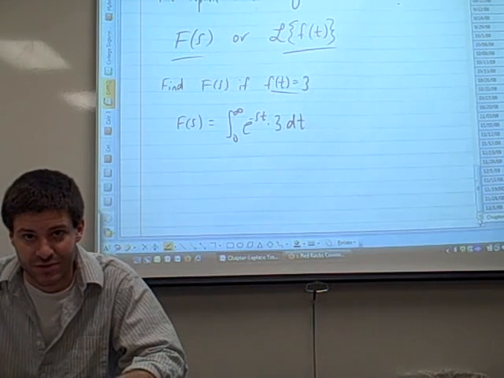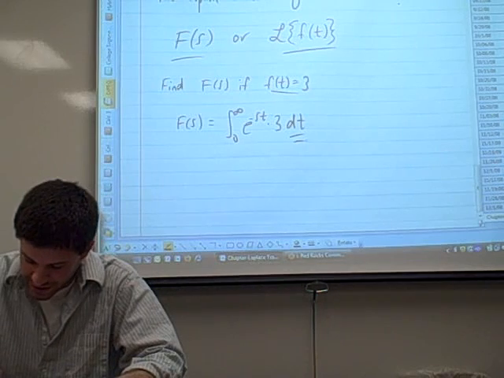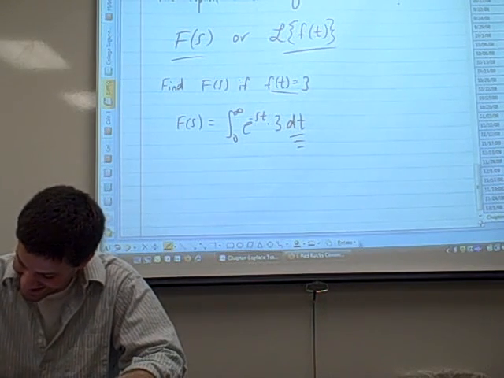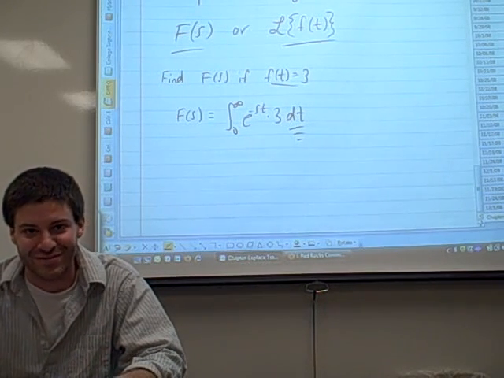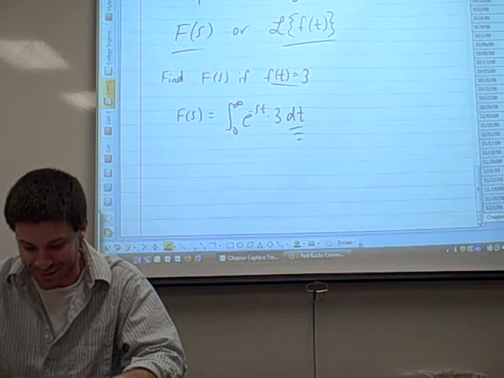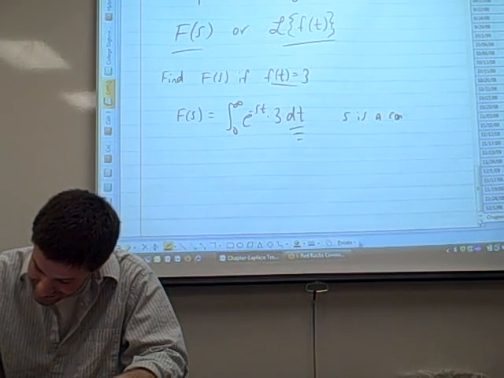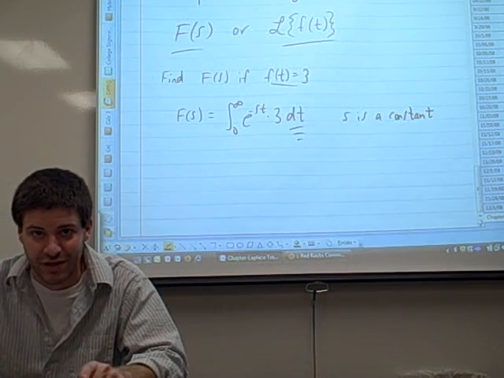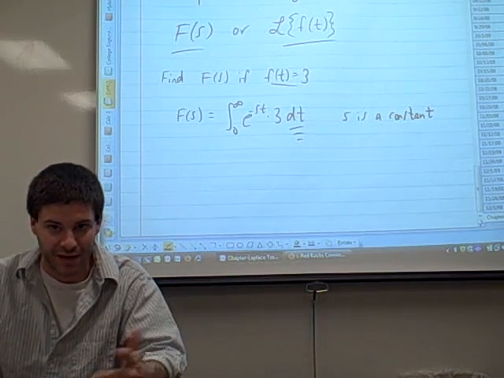Okay, so that's our Laplace transform. We just have to take the integral. Now, notice that our variable of integration is t. s in this case is a constant. And I am actually going to put another restriction on s in just a minute, but for now, just assume s is a constant, like 5 or something like that.